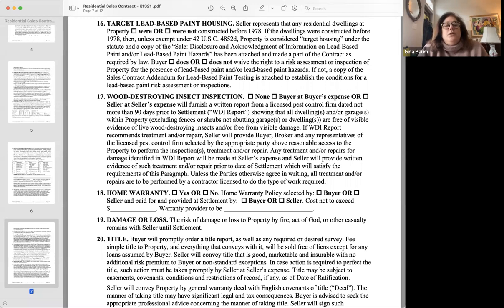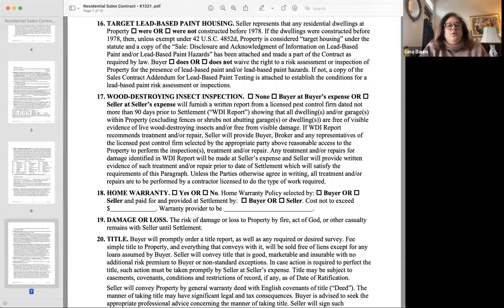Buyer does or does not waive the right to a risk assessment or inspection of the property for the presence of lead-based paint and or lead-based paint hazards. If not, a copy of the sales contract addendum for lead-based paint testing is attached to establish the conditions for lead-based paint risk assessment or inspections.